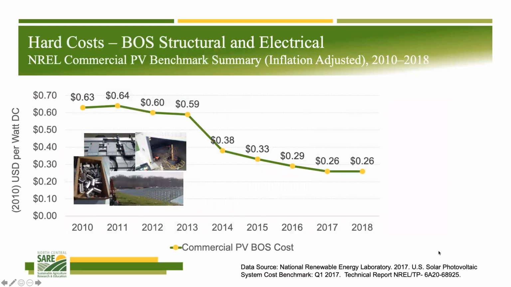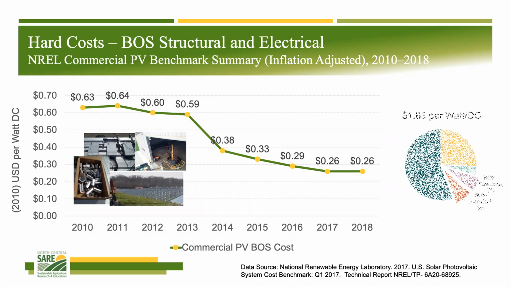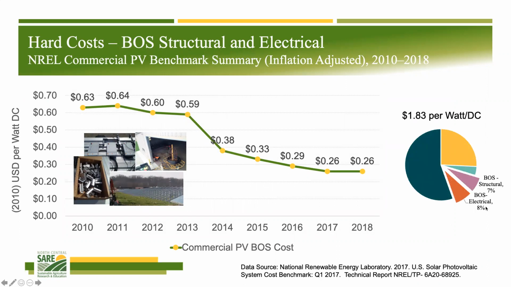So our electrical and structural balance of systems, I've kind of combined the two for this line chart. Between 2010 and 2018, we've seen a 58% reduction in cost. And if we put those two together, 15% of the total project cost is allocated towards that.